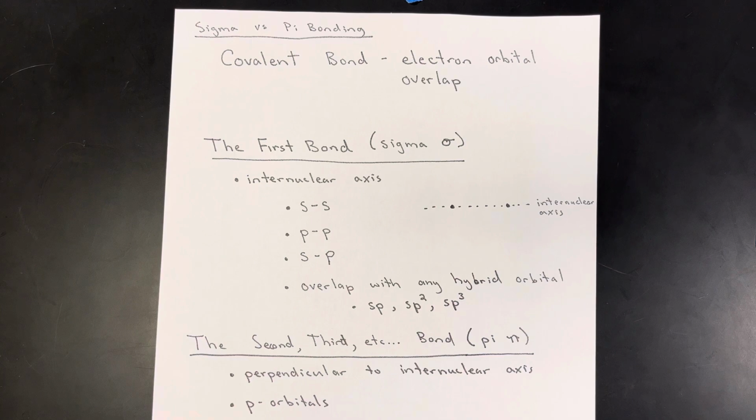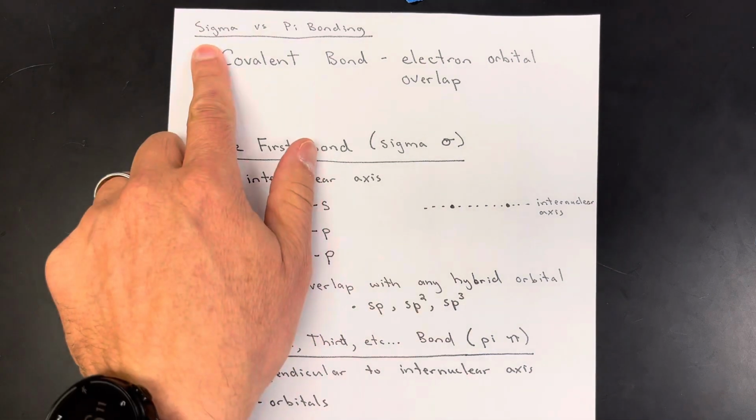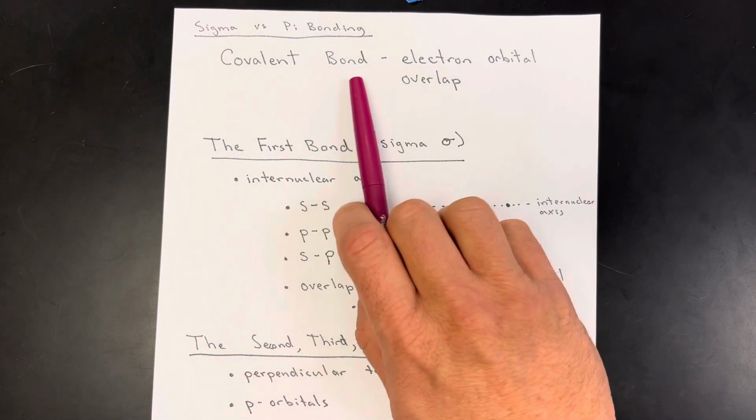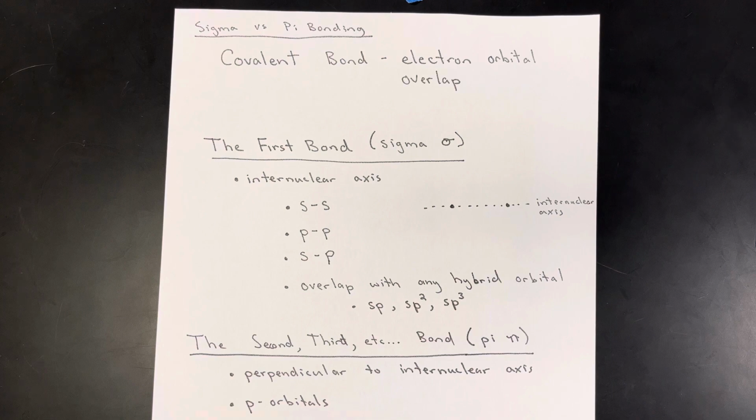In this video, we're going to try to compare and contrast sigma and pi bonding. But before we get into that, we need to talk about what a covalent bond is. Basically, a covalent bond is when we have two electron orbitals that overlap each other. Since they're overlapping each other, they can share their electrons. This is different than an ionic bond, which transfers electrons. So once again, a covalent bond is when electron orbitals overlap so that they can share their electrons.